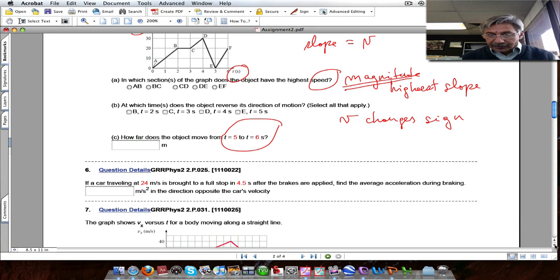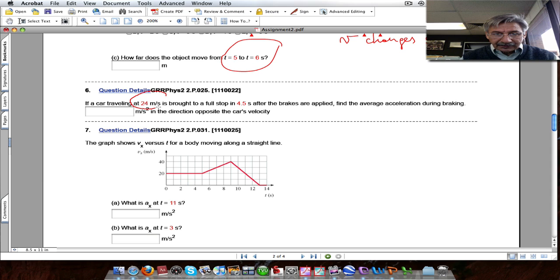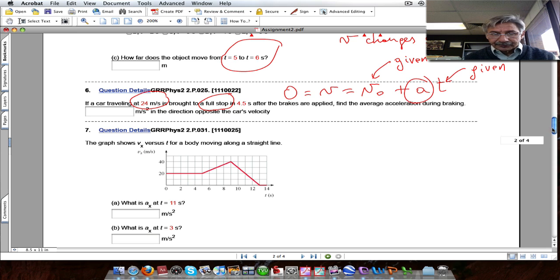This is a question of a brake. So the car has an initial velocity. Remember that we have this very powerful equation, and if you are going to have a full stop, it means your final velocity is going to be 0. The time is given, and this is given, so you can find the average acceleration.